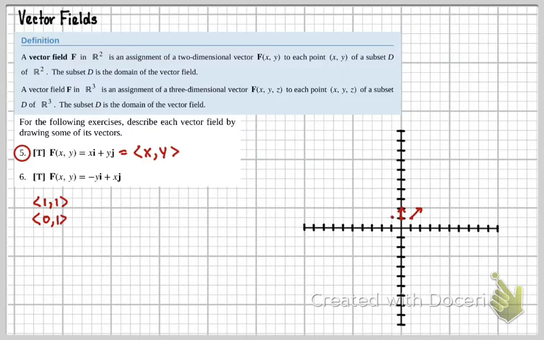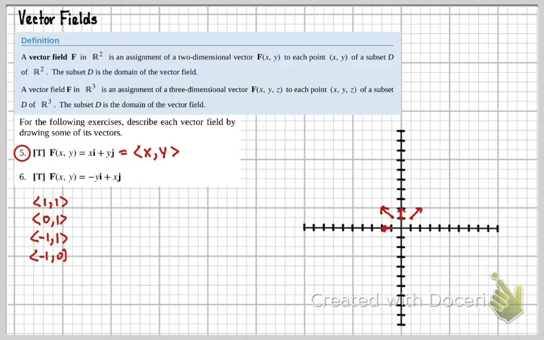And then I can go to this point here, and that's going to be negative 1, 1. So that's going to be the vector negative 1, 1. So from that point, I'm going to go to the left 1, because it's the x direction, and up 1. So it's going to put me here, and that's going to be my vector. And then if I do the point negative 1, 0, that means I'm going to go to the left 1 and nowhere up or down. So it's going to be that way.